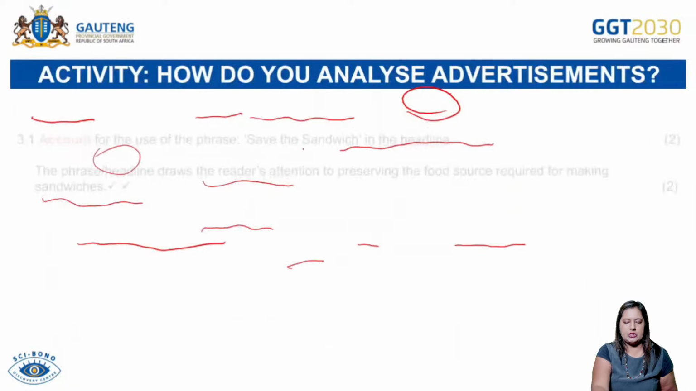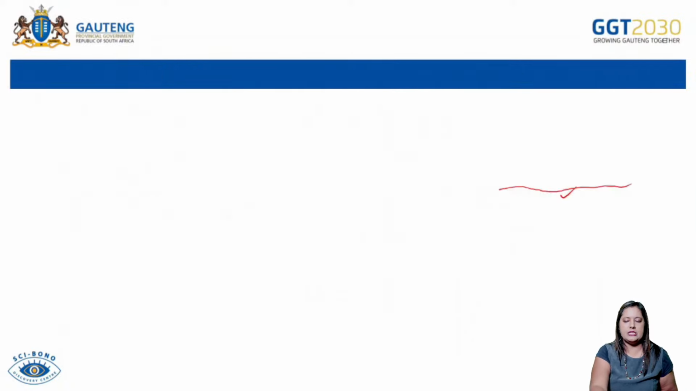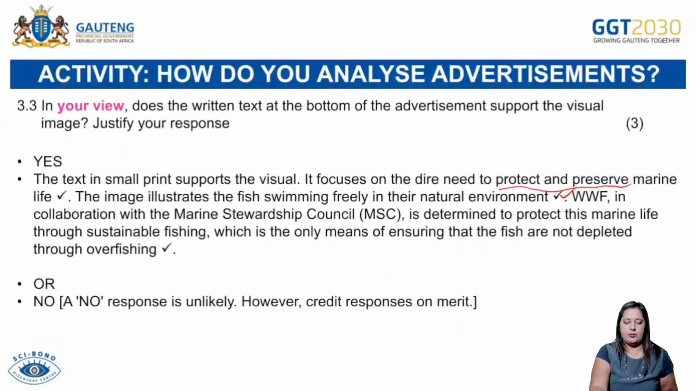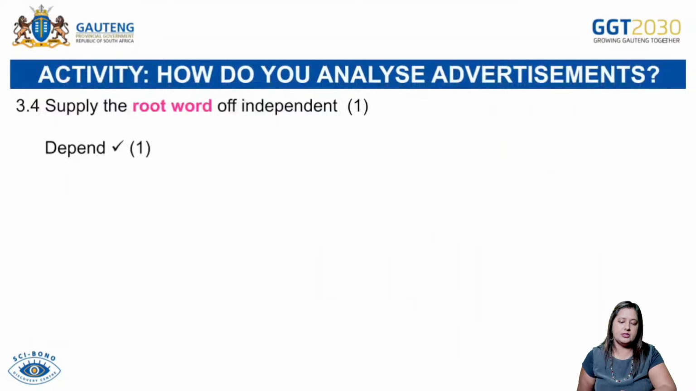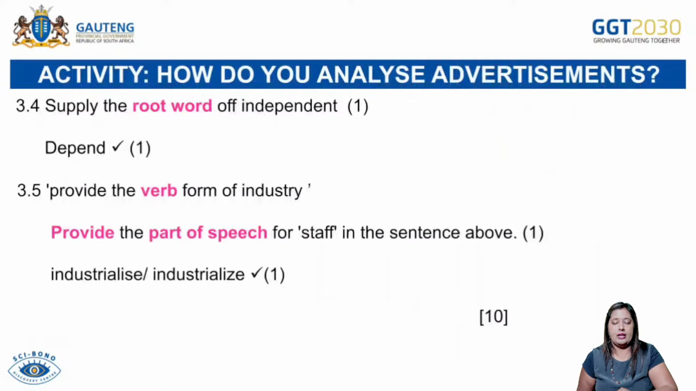Now let's go to question 3.4 and 3.5, usually dealing with your language questions here. Okay, so supply the root word for the word independent. All right, so we've got depend as the root word. Only one answer accepted there. And 3.5, provide the verb form of industry.